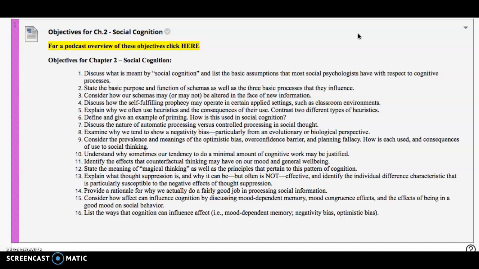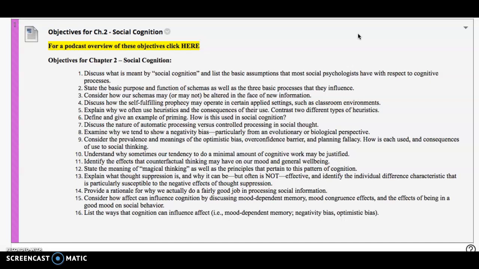It's the title of the chapter, so it's obviously a very broad category or subcategory of social psychology. You'll want to look to list the basic assumptions that most social psychologists have with respect to cognitive processes.